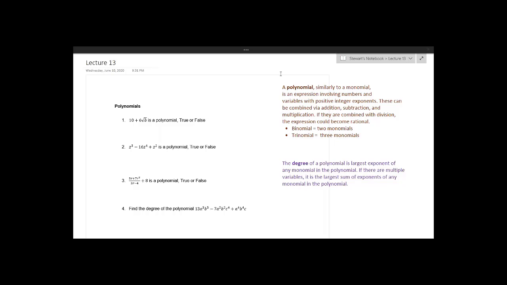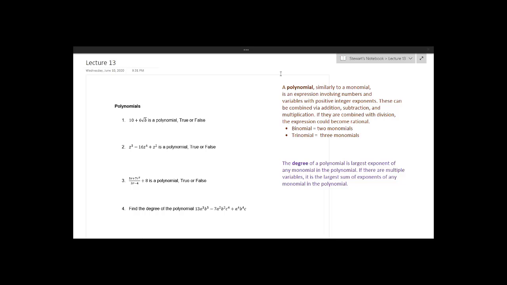The different monomials within the polynomial, because a polynomial is just a bunch of monomials connected to each other, are combined via addition or subtraction, and the terms within the monomials can be combined with multiplication. If any of these terms are combined with division, it can become a rational expression, which is not the same.